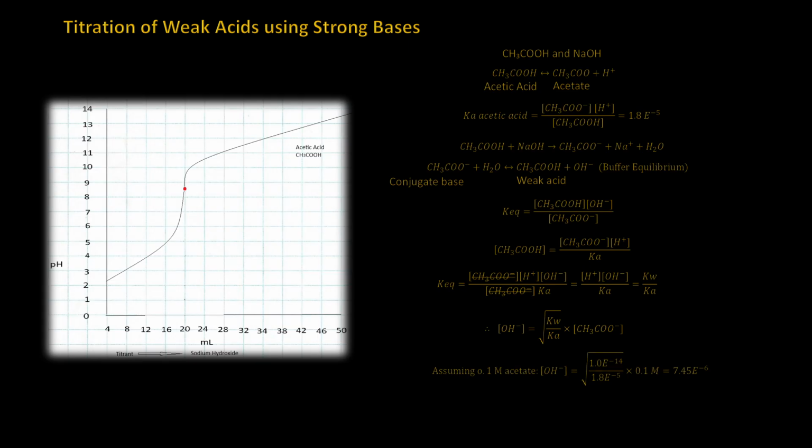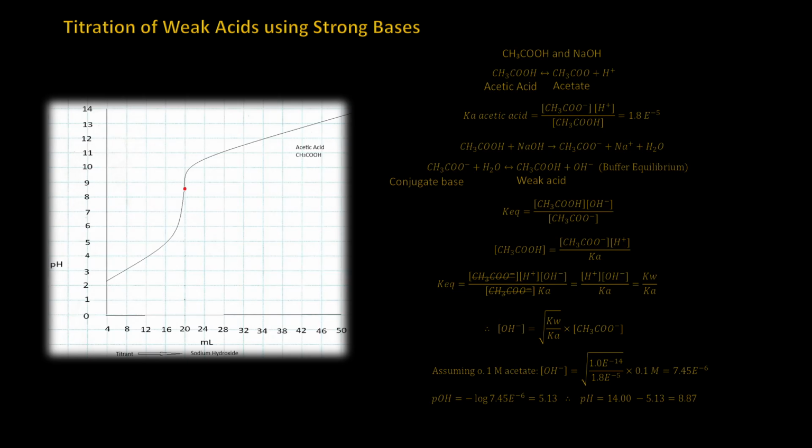With a 0.1 molar sodium hydroxide, the molarity of the hydroxide is therefore the square root of 1.0 times 10 to the minus 14, divided by 1.8 times 10 to the minus 5th, multiplied by the 0.1 molar acetate, which equates to 7.45 times 10 to the minus 6. Note that the 0.1 molar of acetate is equal to the 0.1 molar sodium hydroxide.